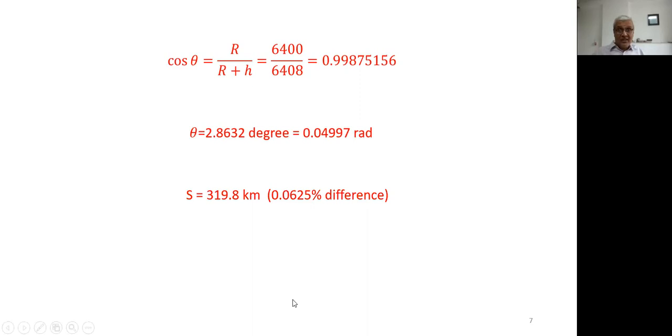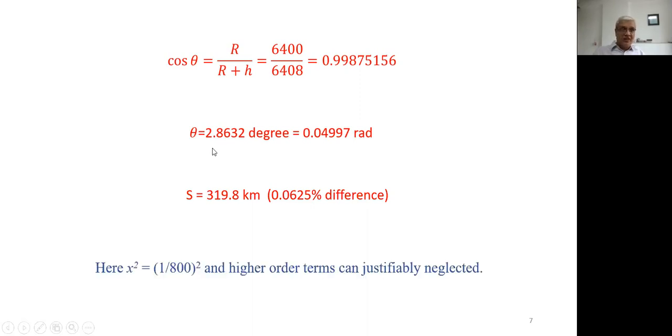So you can see it's not even half a percent. It's not 0.6, it's 1/10 of 0.6%. So it's almost 1/10 of half a percent. Okay? So our approximation is fairly good. And you can see here that, justifiably, the higher order terms can be neglected.